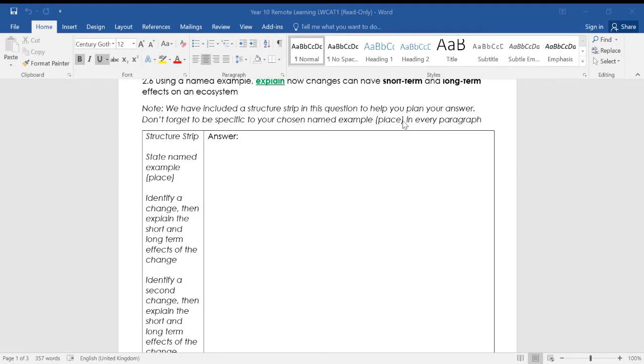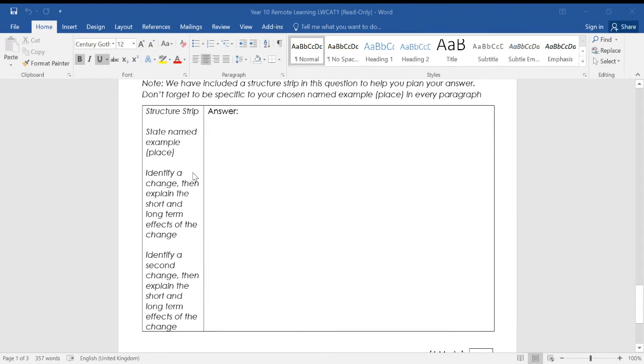It doesn't necessarily have to be a location; that could be a particular type of ecosystem. So possibly if you've studied a pond ecosystem or a forest ecosystem, then you could use some examples from that. You want to start by having a think about those changes, and broadly within your answer, you want to do two things. You want to identify a change in the short term and in the long term. Think about how something might change an ecosystem in the short term, and how it might change it in the long term. You want to do that for a couple of different changes.